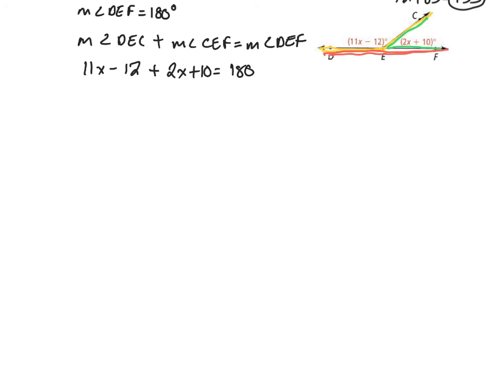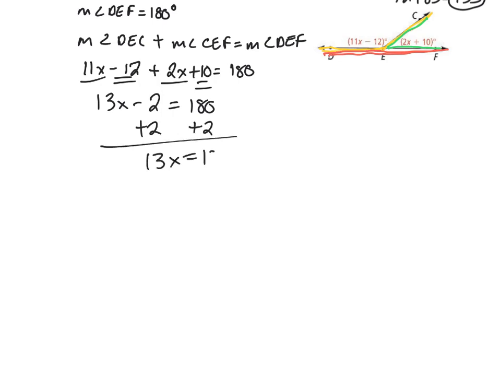So now all we have to do here is combine our like terms. We have 11x and a 2x, so that gives me 13x. Negative 12, positive 10, we have a minus 2, set it equal to 180. Add 2 to both sides. 13x is equal to 182. Divide by 13, and x is 14, okay?